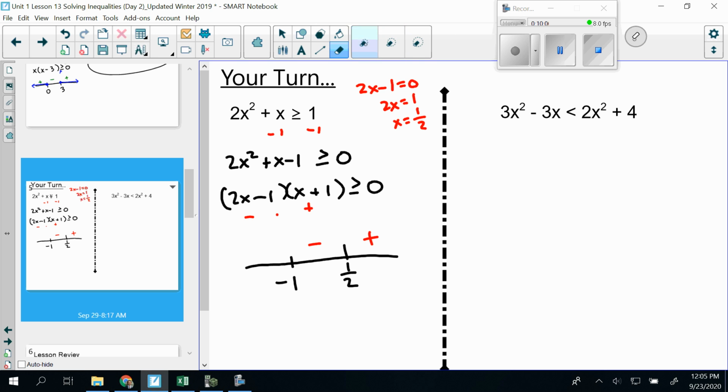Last region we've got to check. What happens if we put like -3 or -2 or some number smaller than -1 in there? First thing's going to come out negative. This other one's going to now come out -2. Two negatives multiplied is a positive.